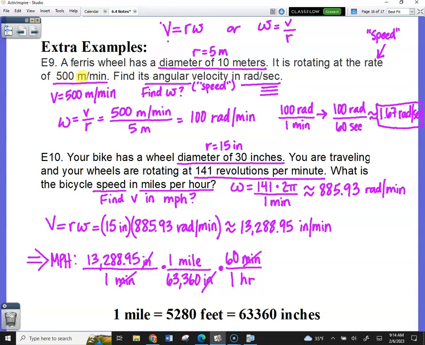So now you would go to your calculator and you would do 13,000 times 60 divided by 63,000. And you should get approximately 12.6 miles per hour. And so now if someone said, well, how fast is he going on that bicycle? And you said 12 miles an hour. That actually makes sense instead of saying 13,000 inches per minute. Can't wrap my mind around that.